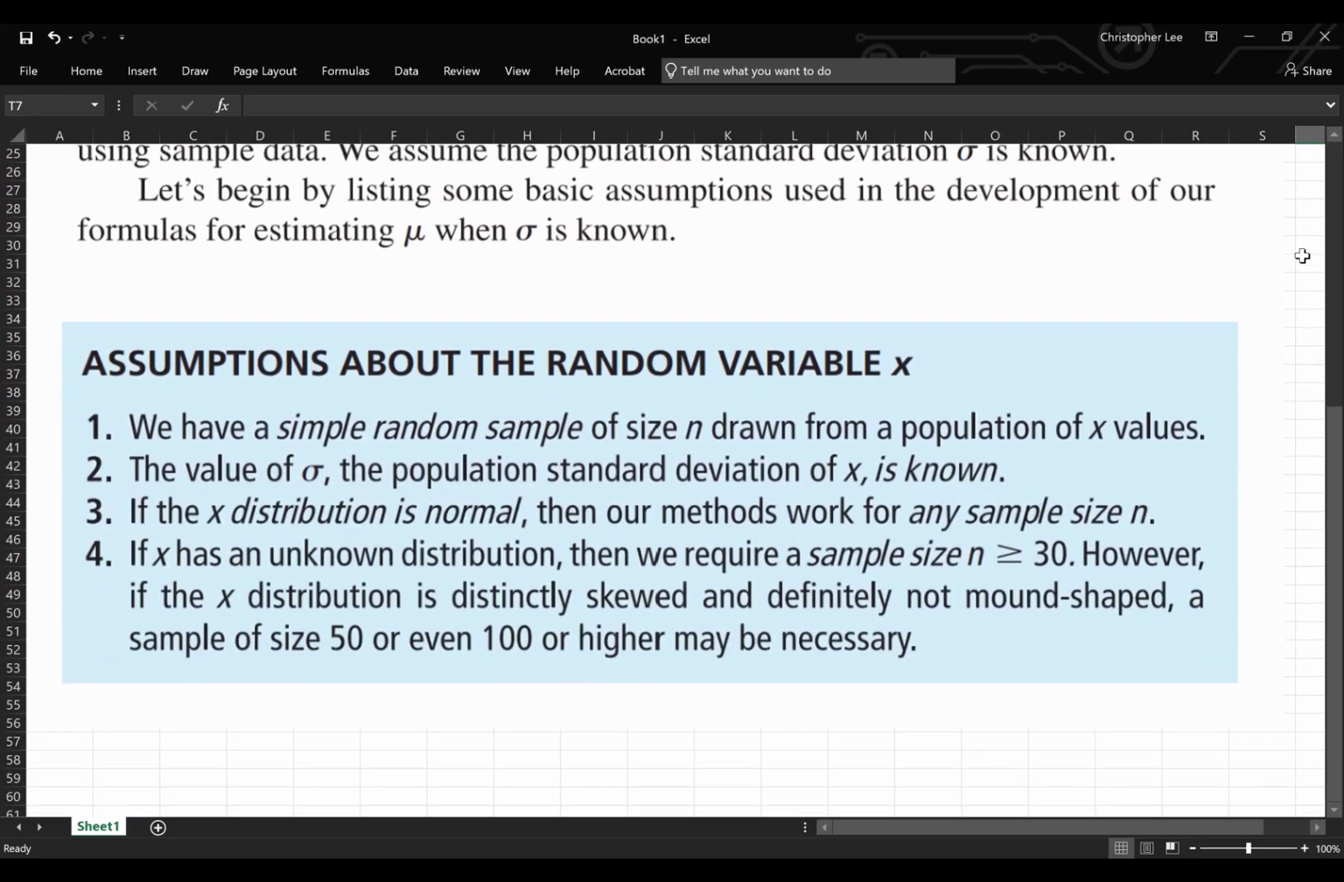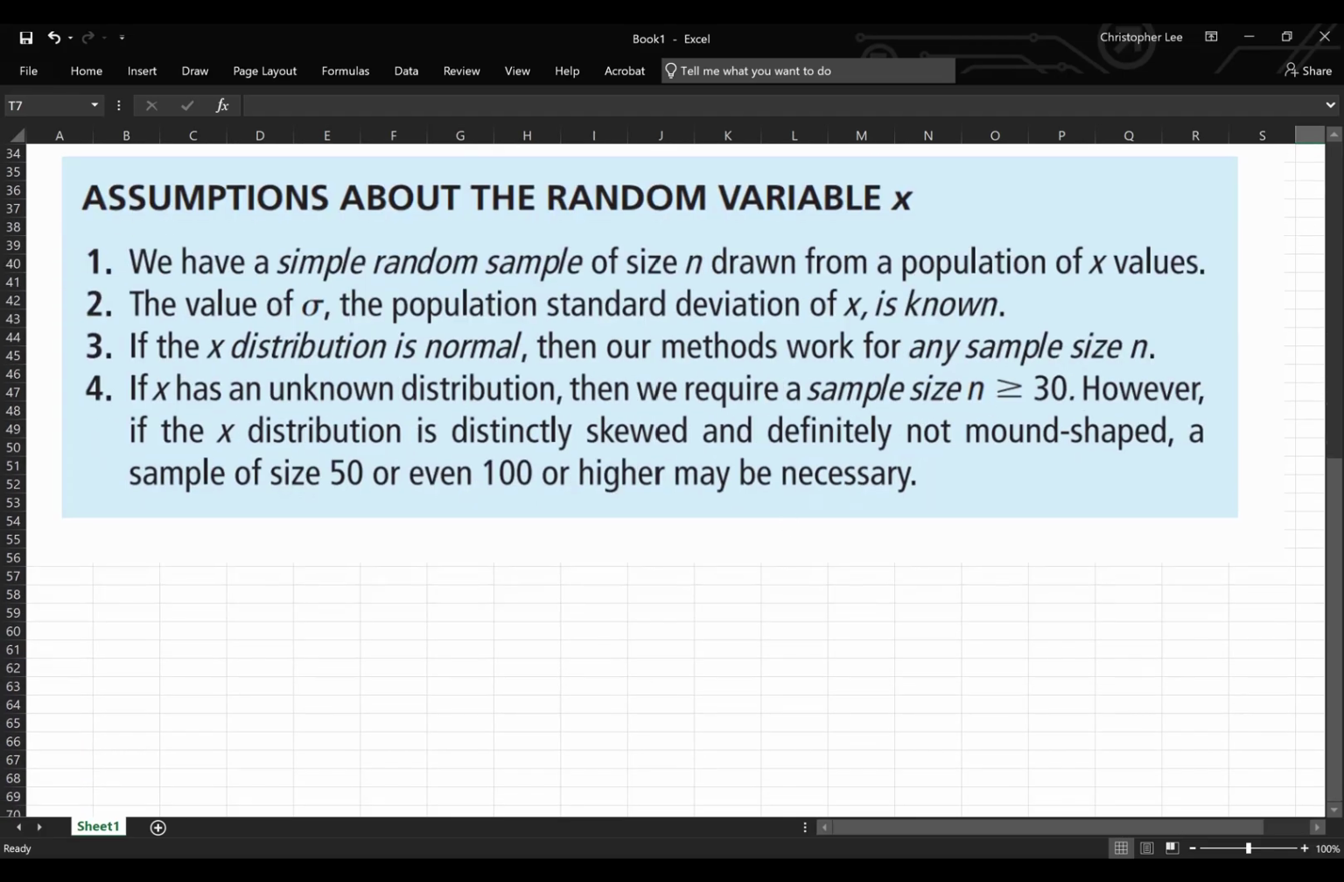So here goes the sauce right here. Assumptions about the random variable x. We have a simple random sample of size n drawn from a population of x values. The value of sigma, the population standard deviation of x, is known. If the x distribution is normal, then our methods work for any sample size n. If x has an unknown distribution, then we require a sample size of n greater than or equal to 30. However, if the x distribution is distinctly skewed, definitely not mound shaped, a sample size of 50 or even 100 or higher may be necessary. All right, so keep those in mind.